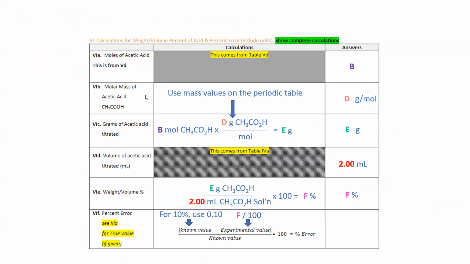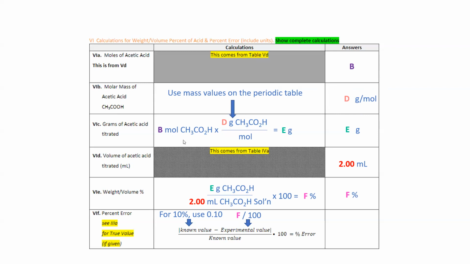All right, and then our final table, table number 6, is where we are going to calculate the weight over volume percent of the acid solution and also calculate percent error. So we're going to copy over the moles of acetic acid from the previous table. That was B, so we can record that here. We're going to calculate the molar mass of acetic acid. Again, we can use the periodic table and just calculate given the number of atoms, right? So the mass of carbon times 2, the mass of hydrogen times 4, the mass of oxygen times 2, right? That will give us the molar mass of acetic acid, and we can record that here in grams per mole.